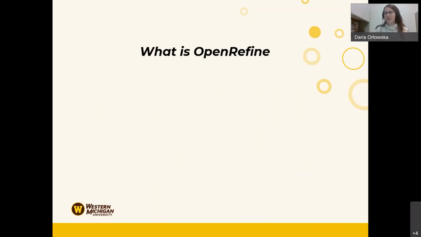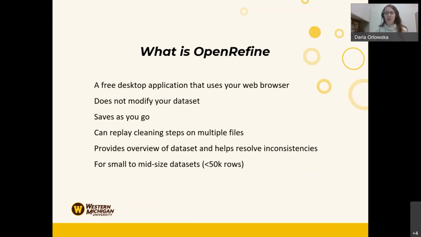So first, what is OpenRefine? OpenRefine is a free open source tool that uses Java to run on your machine. The application uses your web browser as an interface, but doesn't connect to the internet and only stores your files locally. And we'll see that as we go through the demonstration. When you upload a data set, it creates a copy of it as a project. So it does not modify your original file. So you don't have to worry about, oh, I've saved over my raw data.